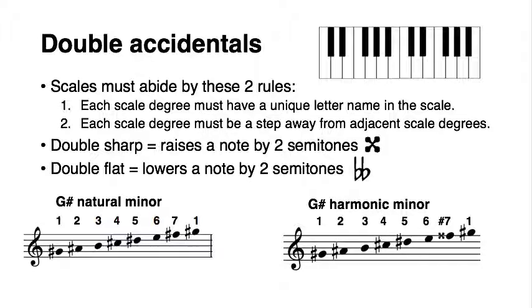So the resolution to that problem is that we use double accidentals. A sharp raises a note by a semitone, a flat lowers a note by a semitone. So we need now to start talking about double sharps and double flats. A double sharp raises a note by 2 semitones, and a double flat lowers a note by 2 semitones. A double sharp looks like this, like an X, right? And a double flat, I think, is a little bit more straightforward. It's just 2 flats, one next to each other, 2 little b's.